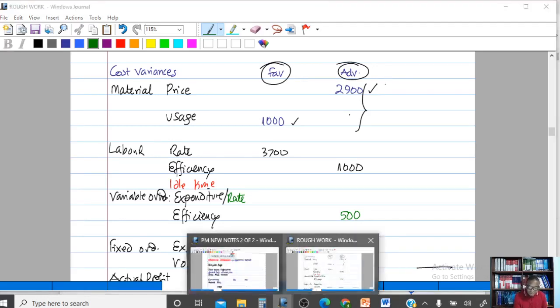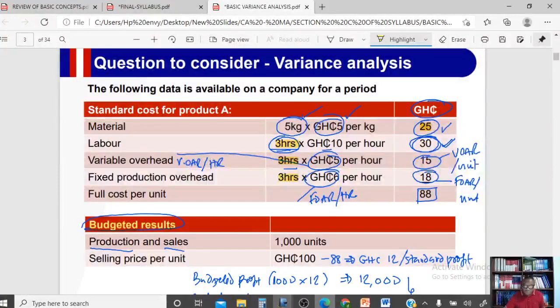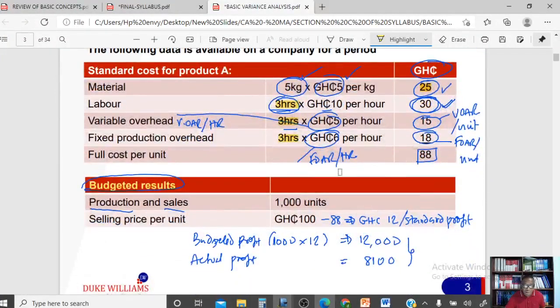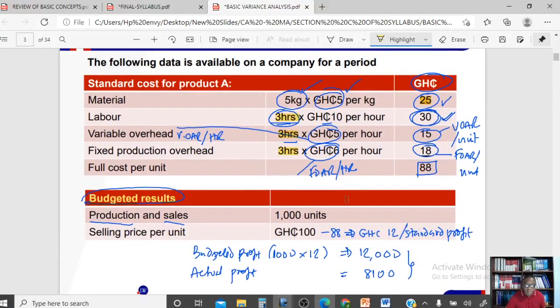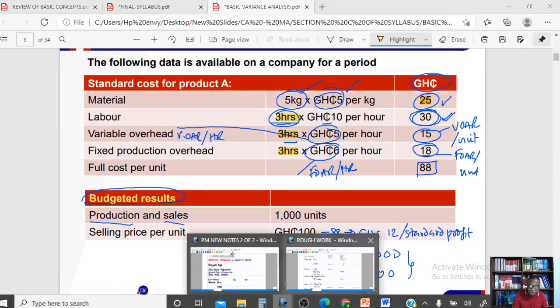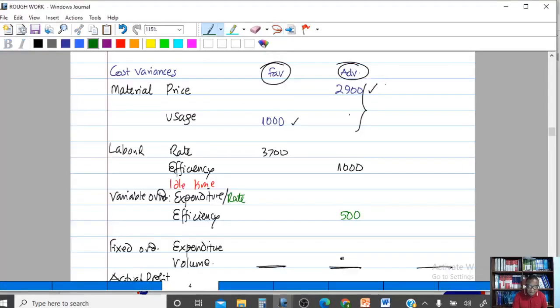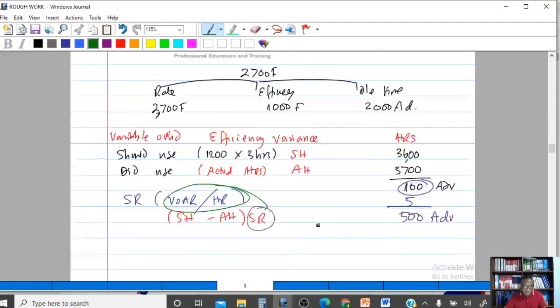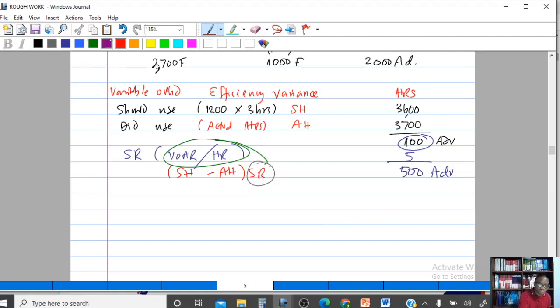Now, in a similar vein, all that I'm going to do is, for the 3,700 hours, work out how much I should be paying. What I'm trying to do here is jump on the work I've done on the labor.